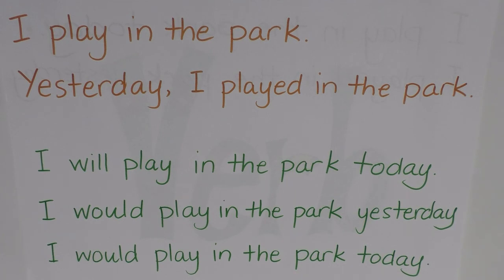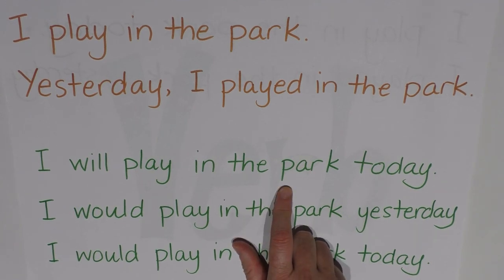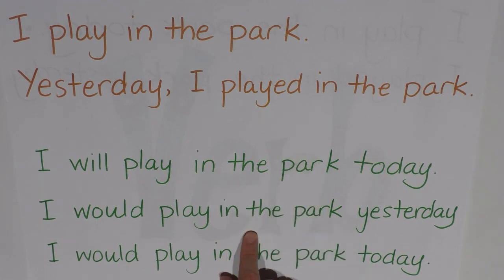Now let's look at will. I will play in the park today. Now, something you are looking forward to perhaps is a good play in the park. I would play in the park yesterday. Well, I don't think that even makes sense at all, so it's clearly not past tense. Or I would play in the park today. But this third sentence doesn't really feel complete.